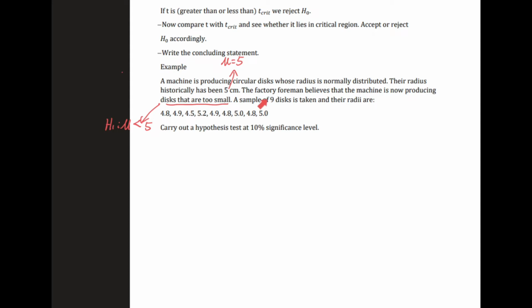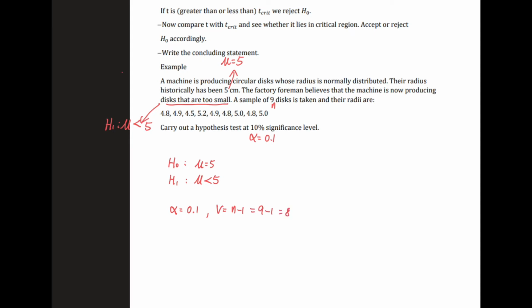So a sample of 9 discs is taken and their radii are these values. So we have n equal to 9. This is n. Carry out a hypothesis test at a 10% significance level. That means they give alpha equal to 0.1, the 10%. So we set up the null hypothesis, mu equal to 5. Alternative hypothesis, mu less than 5. Significance level is 0.1. Degree of freedom is n minus 1, which is 9 minus 1, that is 8.